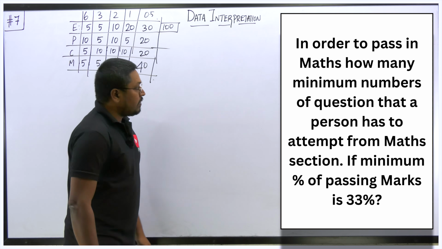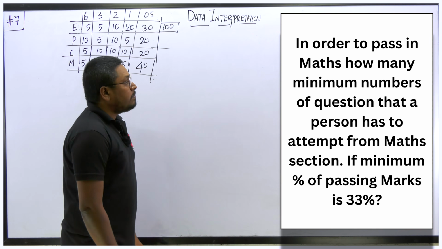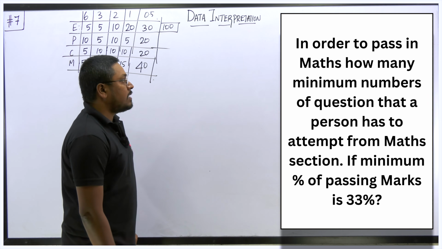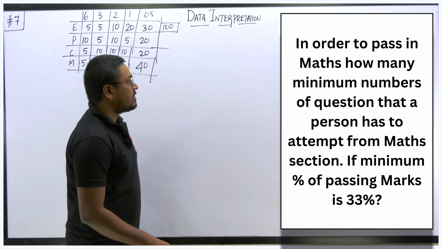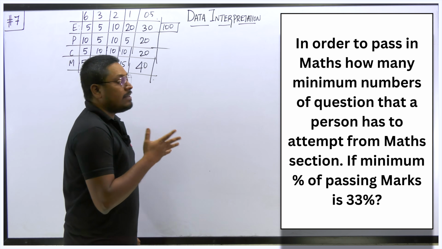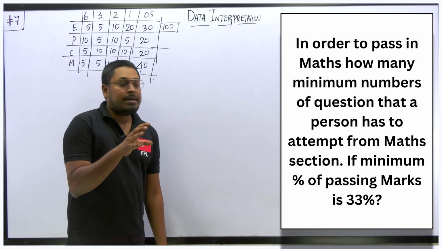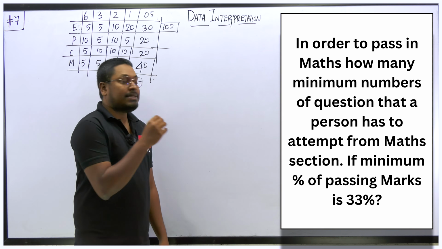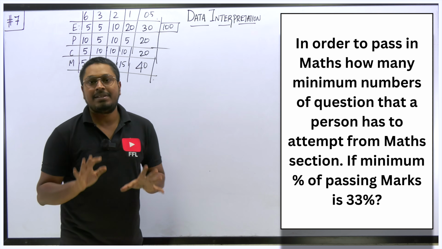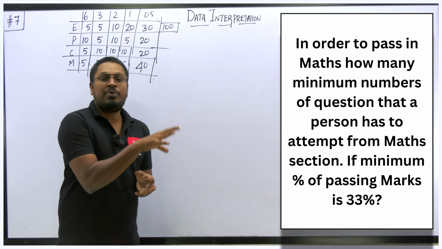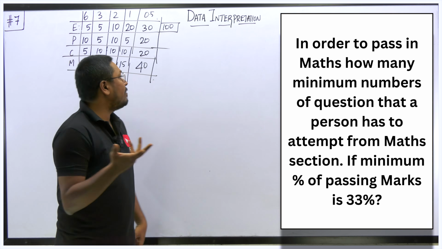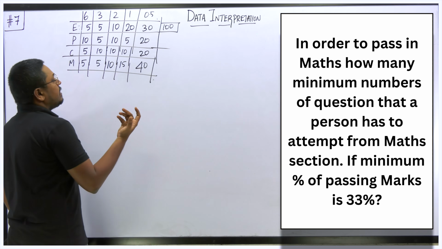So the last, fifth question. In order to pass in mathematics, what is the minimum number of questions that the person has to attend in the section if the minimum pass percentage is 33? The minimum pass mark in the mathematics subject is 33 marks. So our target is to find the minimum number of questions that he has to attend, but the score should be 33. So how many questions is the minimum he needs to attend?